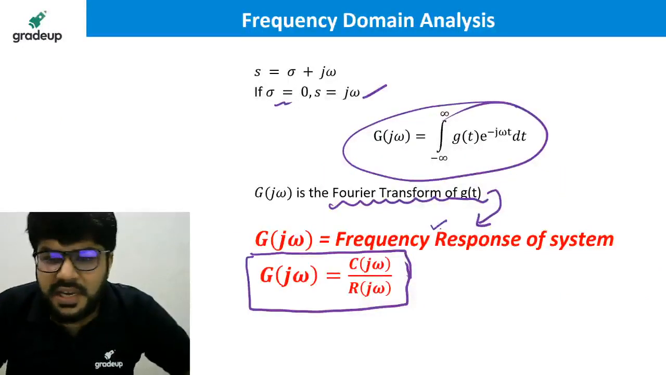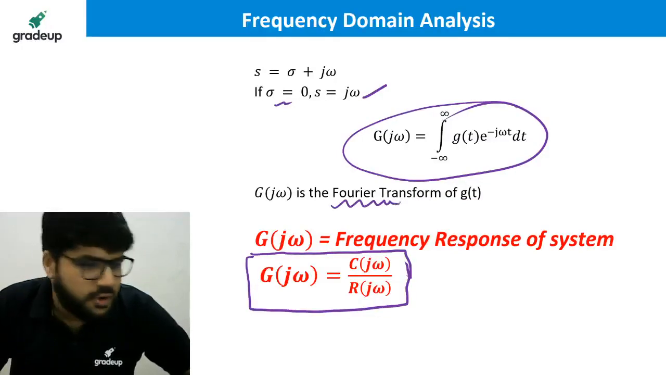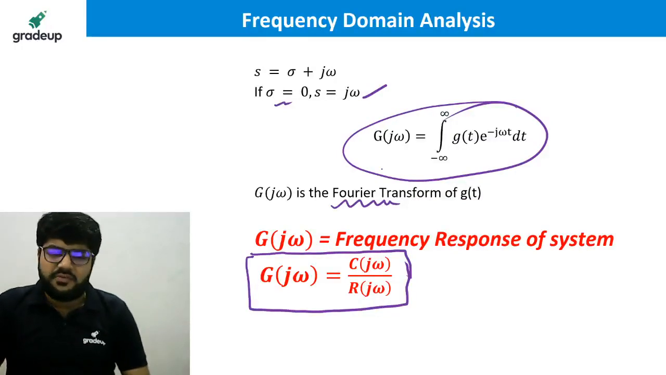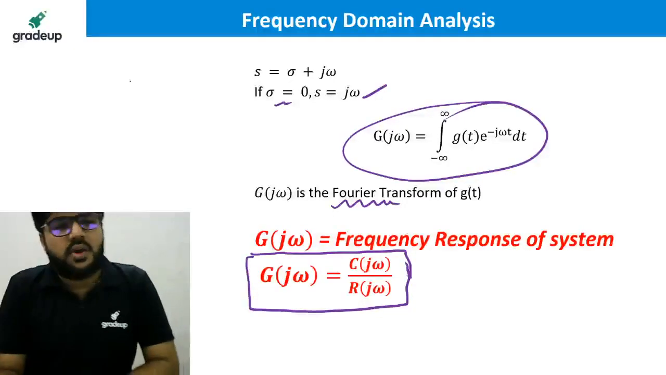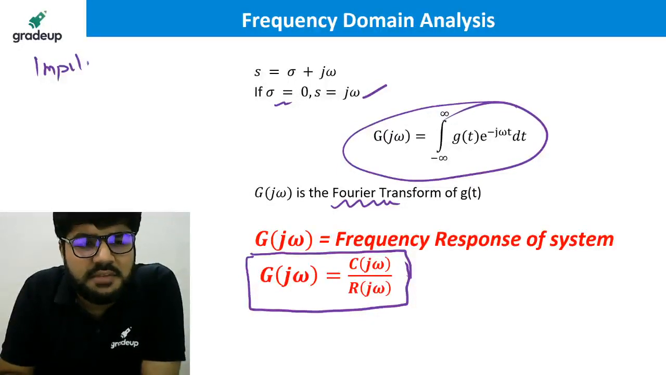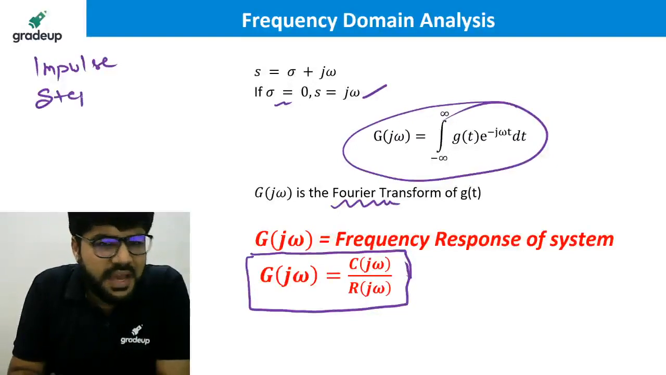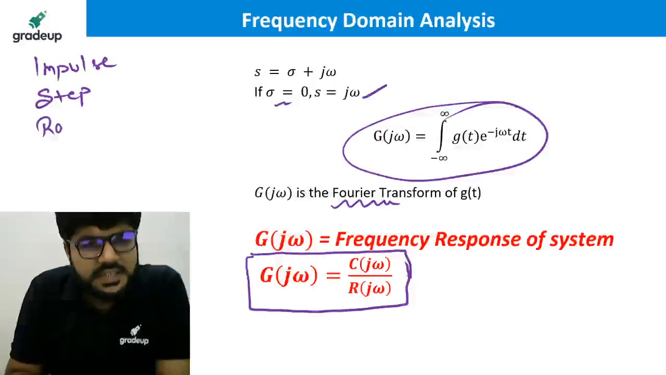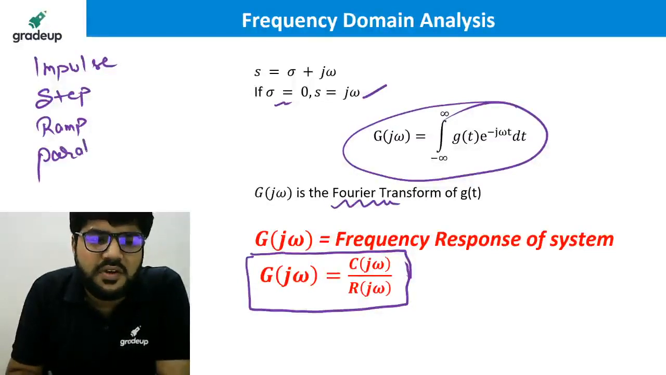Now, why am I picking this analysis? As I told, the Fourier transform is not going to be dealt with right now, I am just introducing it. Why? Because till now in control, what are the types of inputs that we have discussed? Since the beginning, sometimes in transient analysis, sometimes in error analysis, we have discussed impulse, step, ramp input, and parabolic also in the case of error.